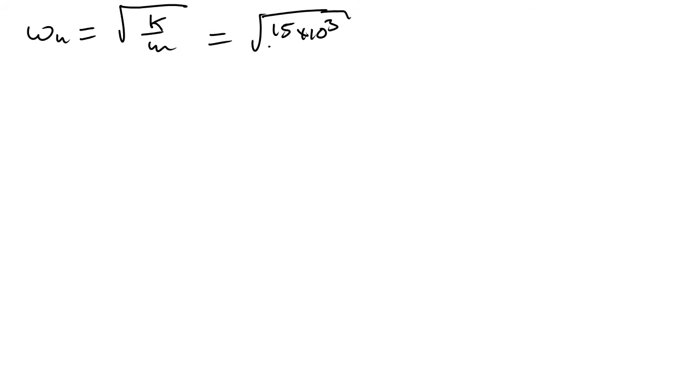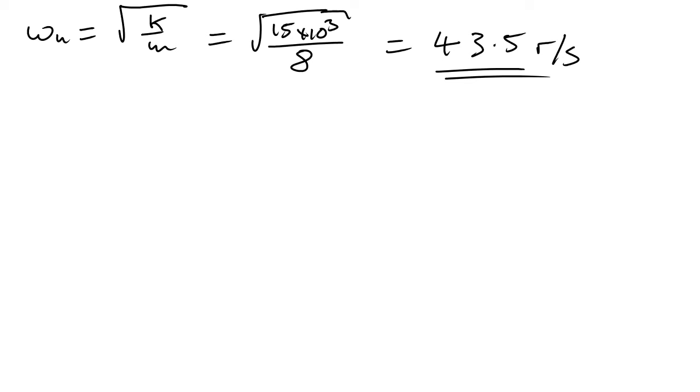Where do we start then? Well, let's start by working out what the natural frequency is. So our natural frequency, omega N, is going to equal root K over M, which is going to equal the root of, and in this case the spring stiffness was 15 kilonewtons per meter, so it's 15 times 10 to the 3 over the mass, which was 8 kilograms. So I work that out to be 43.5 radians per second. It's always worth checking my calculations because I do make the odd mistake.